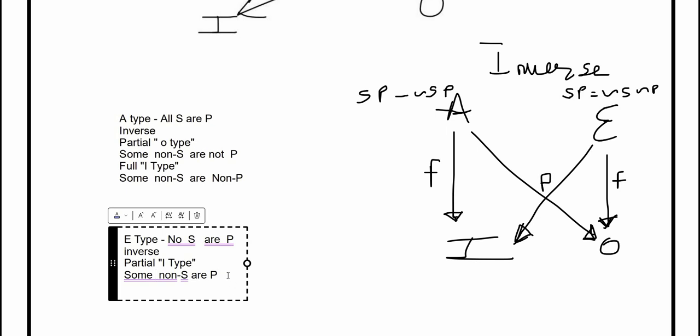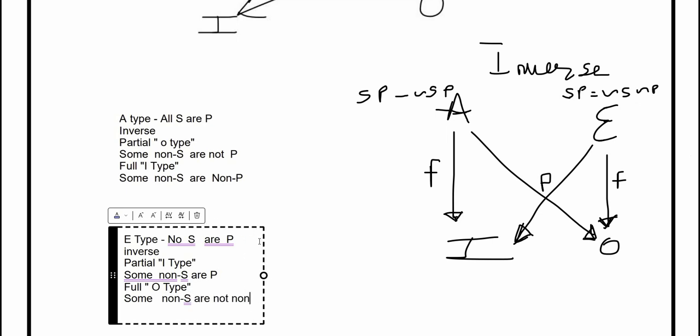Correct. And for full, E goes to O proposition, becomes O type. And what is the standard logical form of O type? Some are not. This is standard. And then we have to substitute those conversions. SP becomes non S, non P. So non S, non P. Some non S are not non P.